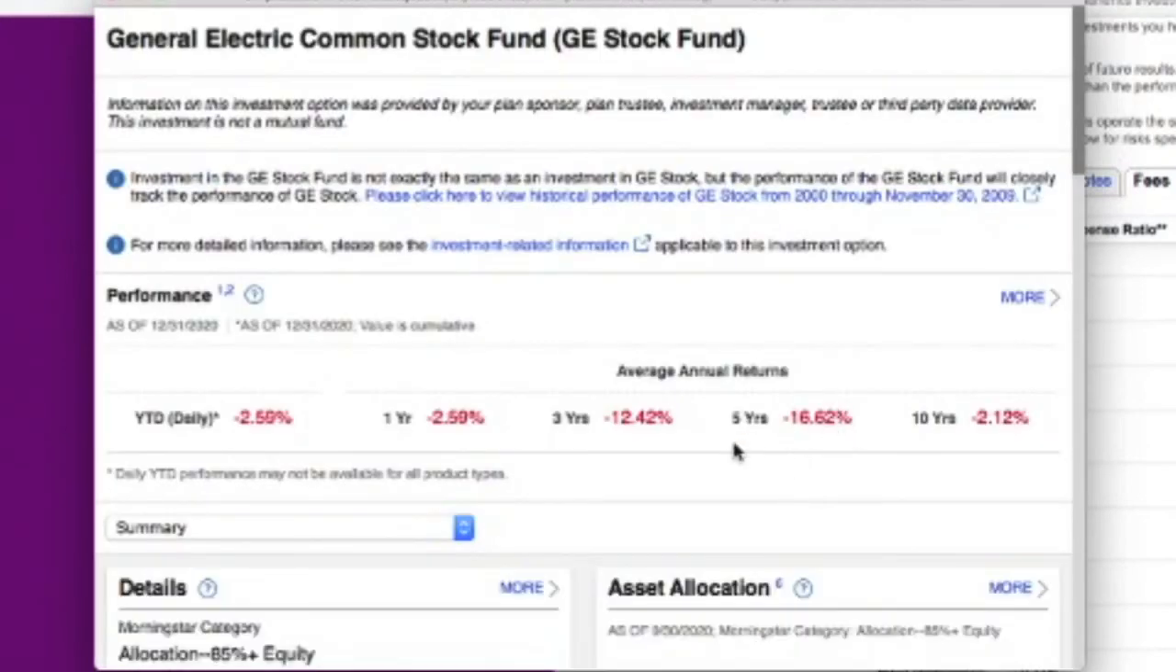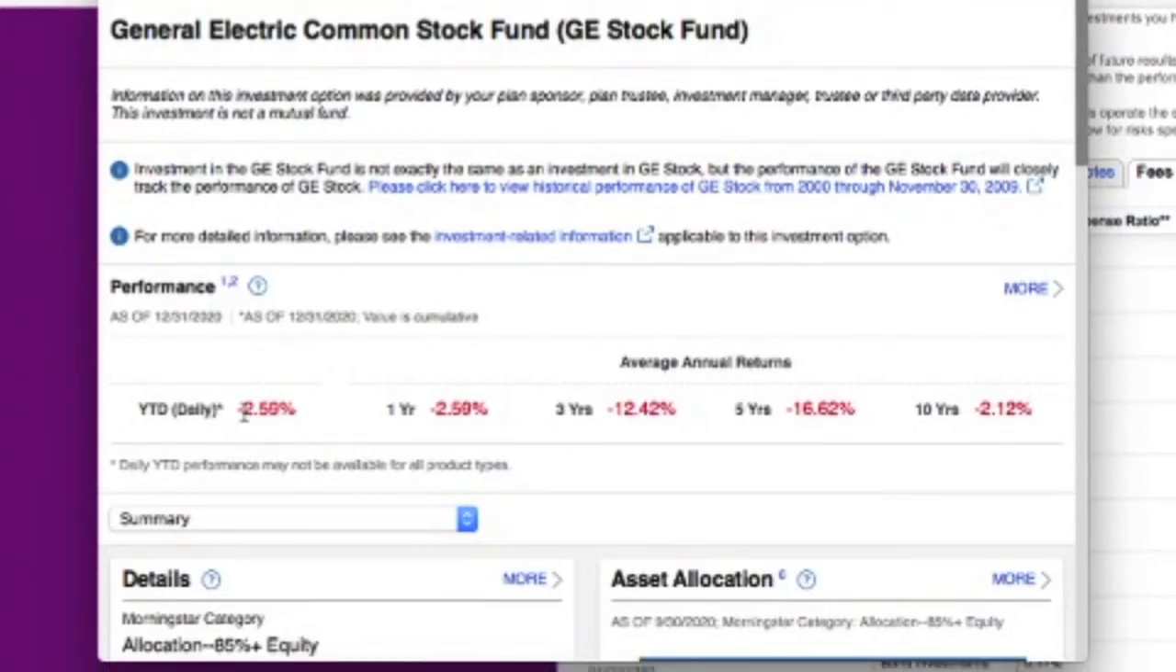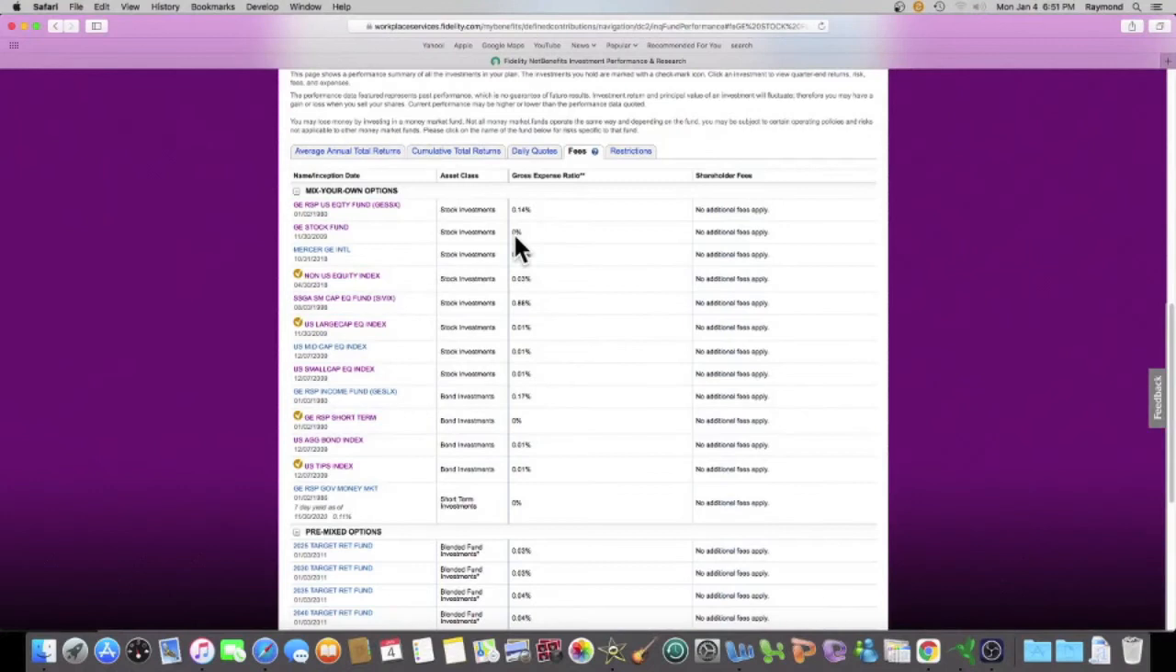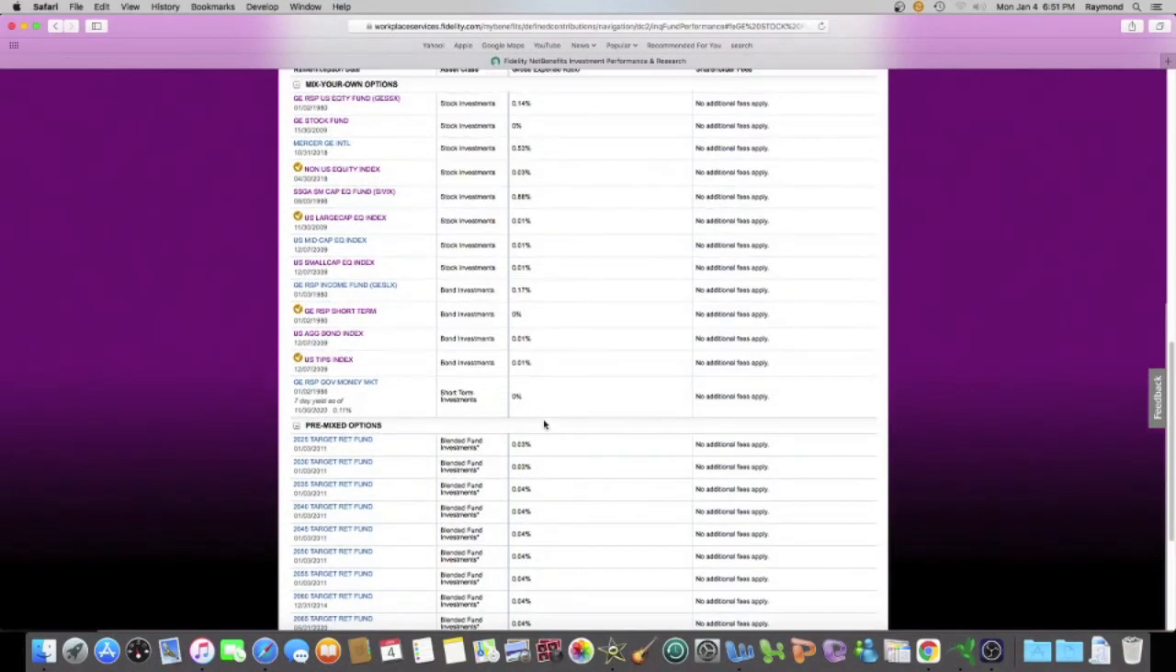I don't care if it's 0. Look at the returns. Year to date, over 2.5, negative. All you see is red. 1 year. 3 years, negative 12. 10 years, negative 2.12. Look at the 5-year mark, negative 16. So I don't care that it's 0. I don't want to invest in this. So it's a combination of things that you look at to decide if you want to invest in a particular fund.